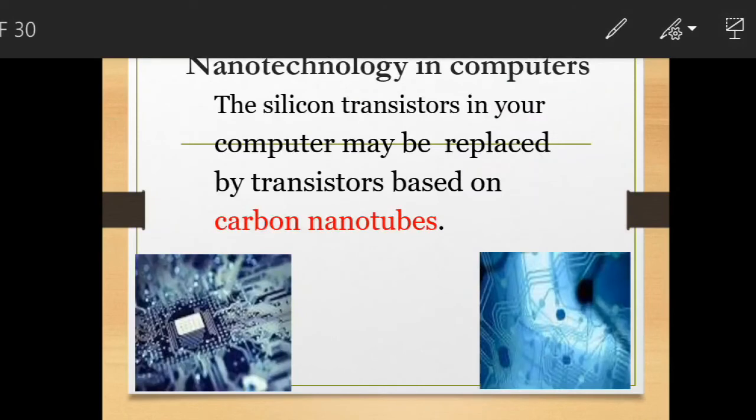Then we have the nanotechnology in computers. The silicon transistors in your computer may be replaced by transistors based on carbon nanotubes. A carbon nanotube is a molecule in form of a hollow cylinder with a diameter of around a nanometer, which consists of pure carbon. The size of the microprocessor are reduced to greater extent.